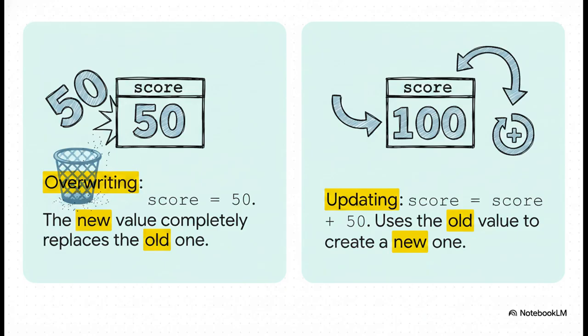On one hand, you can just overwrite a value, completely replacing whatever was in the box before. Or, and this is where it gets really powerful, you can update it. Look at this line, score = score + 50. What this does is it first looks at the current value inside score, adds 50 to it, and then saves that new result right back into the same variable. This is exactly how you keep a running total.